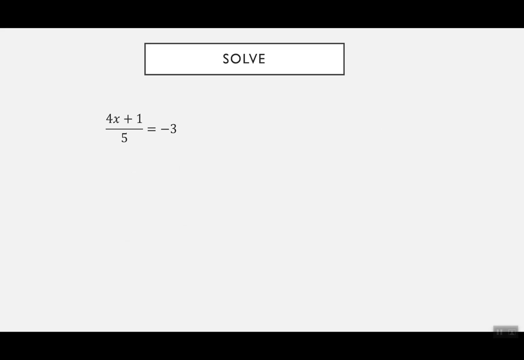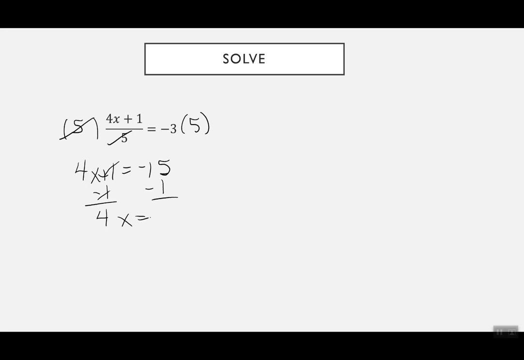Here I have 4x plus 1 over 5 equals negative 3. Think about what would you do first. Hopefully you said, oh, I'm going to multiply by 5. Make sure you cross it out on the left. Don't multiply it. I have 4x plus 1 equals negative 15. Now I can move the 1. And as I move it, I'm subtracting it. That says 4x is negative 16. And then our final step is to divide by 4. That gives me negative 4.